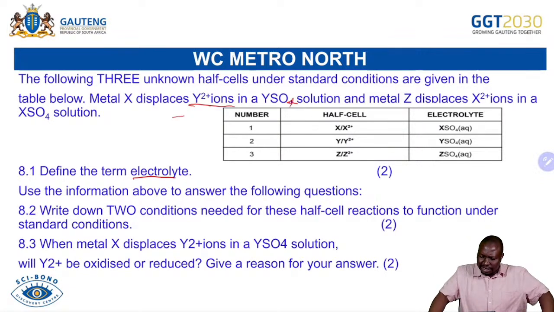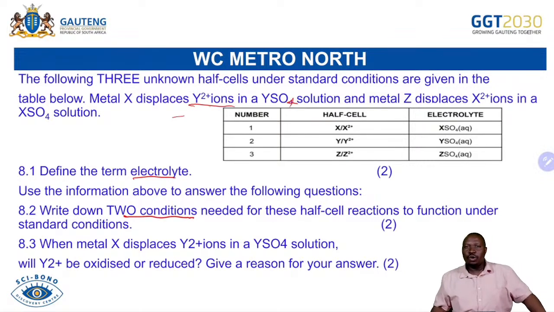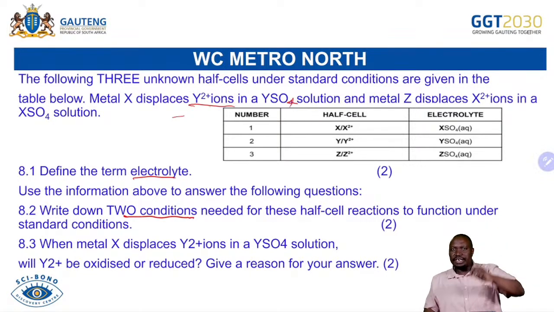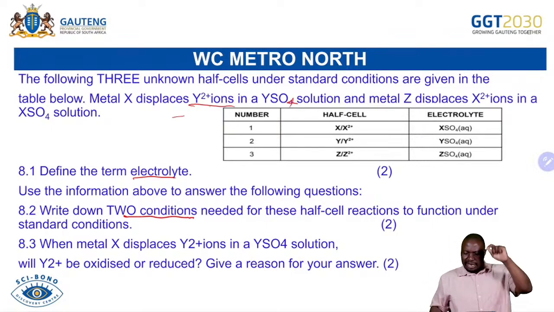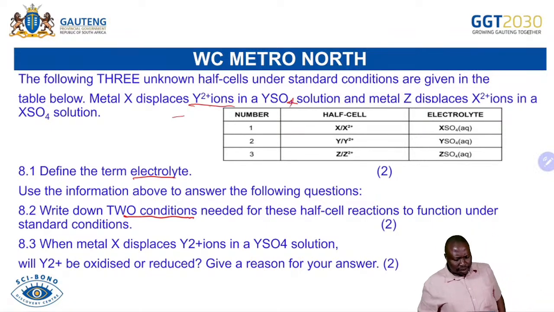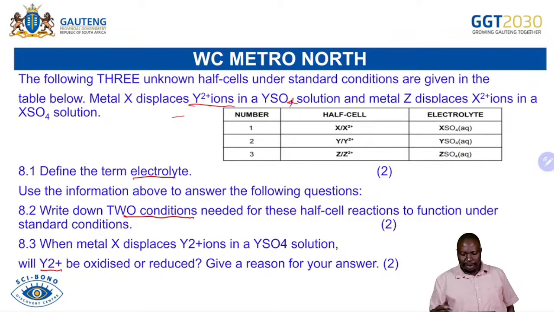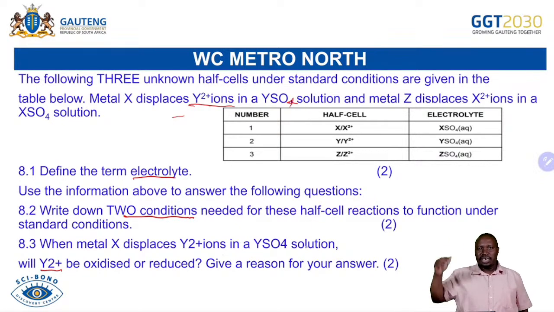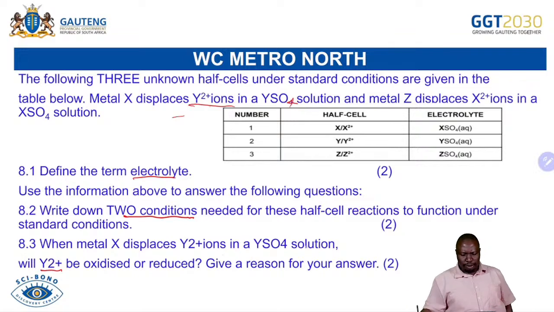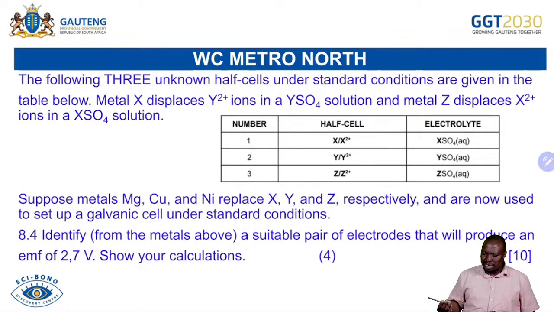Use the information above to answer the following questions. Write down two conditions. I'm thinking where you are seated, you are tired of the conditions, but that's how much we're emphasizing them. Always remember the standard conditions. Now, when metal X displaces Y2 plus in YSO4 solution, will Y2 plus be oxidized or reduced? You can see Y2 plus already is oxidized, so what can happen is that it must be reduced. It had the oxidation number of Y2 plus, and what can happen to it is reduction.